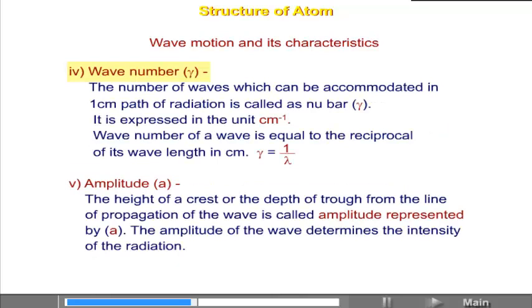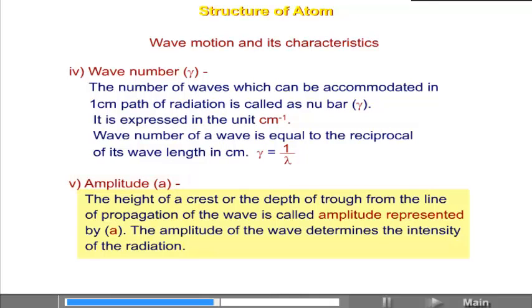Wave number nu bar. The number of waves which can be accommodated in a 1 centimeter path of radiation is called wave number, nu bar. It is expressed in the unit centimeter inverse. The wave number of a wave is equal to the reciprocal of its wavelength in centimeters. Nu bar is equal to 1 upon lambda.